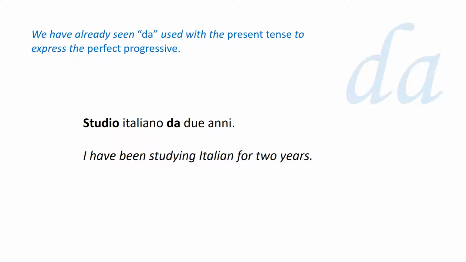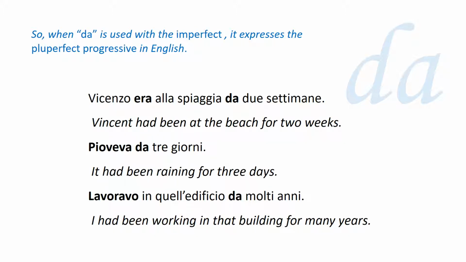We have already seen da used with the present tense to express the perfect progressive in English. For example, studio italiano da 2 anni. I have been studying Italian for 2 years. So here you see the studio, the present tense verb in Italian, being translated by the perfect progressive have been studying in English. So when da is used in the imperfect in Italian, it expresses the pluperfect progressive in English. For example, Vincenzo era alla spiaggia da 2 settimane. Vincenzo had been at the beach for 2 weeks.